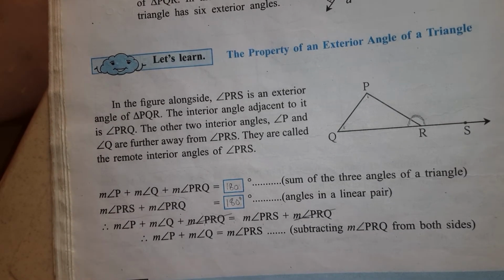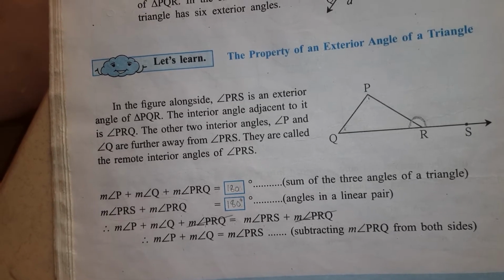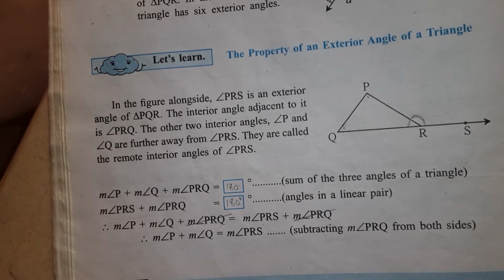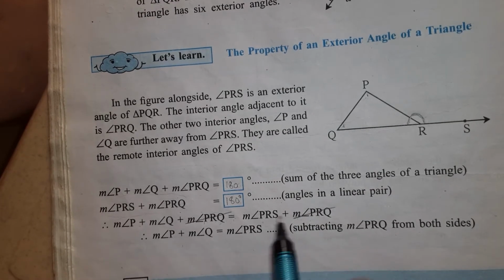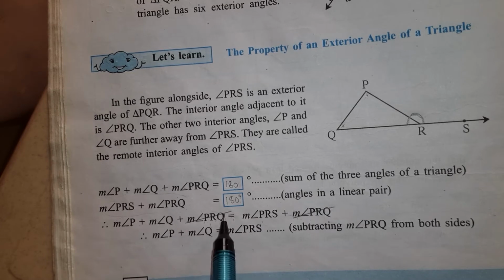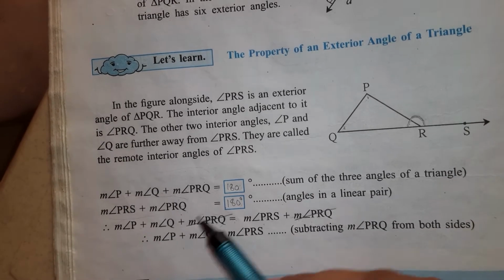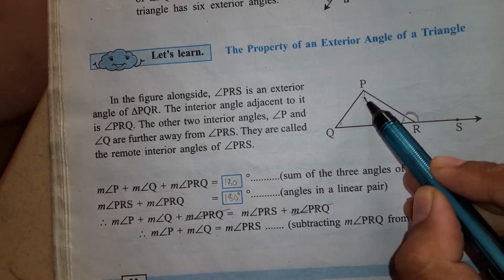Now if we remove 50 gram of potato from one side and 50 gram of potato from second side, then also the weights will be balanced only. In the same way, in an equation, if we subtract same number from both the sides, then also the remaining quantity will be balanced. Now observe P and Q, means these two angles.